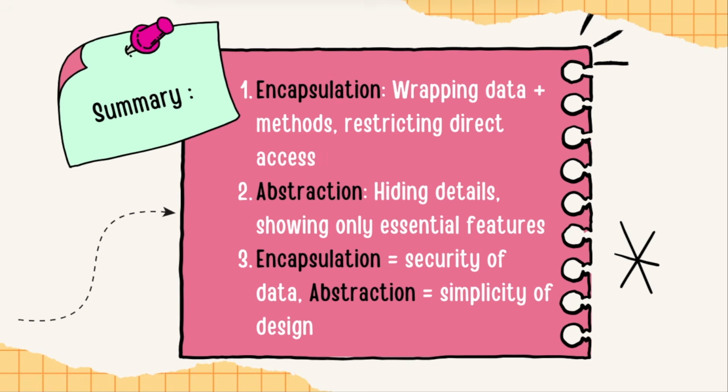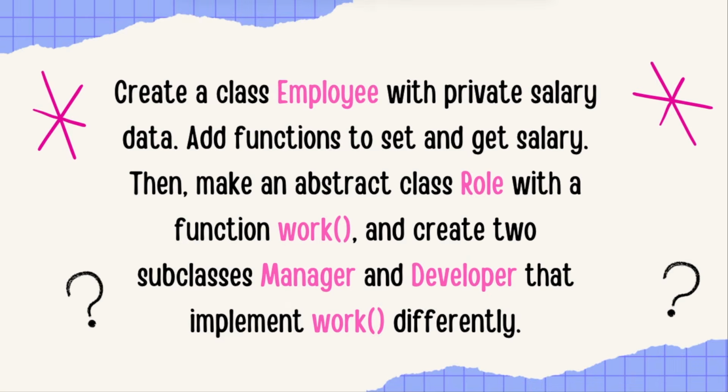So, in this lesson, we learned how encapsulation protects data using private members, how abstraction hides implementation using abstract classes, and why both are essential in object oriented programming. Your challenge: create a class employee with private salary data, add functions to set and get salary, then make an abstract class role with a function work, and create two subclasses, manager and developer, that implement work differently.